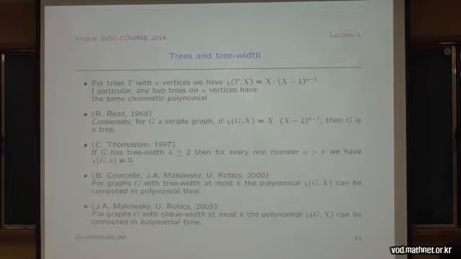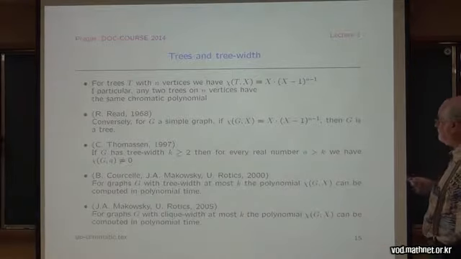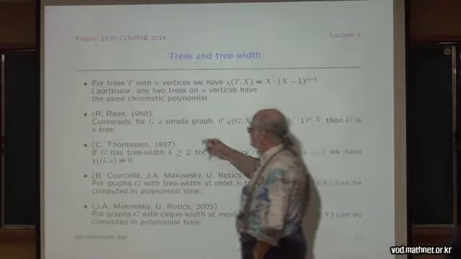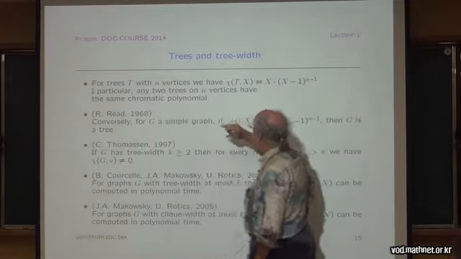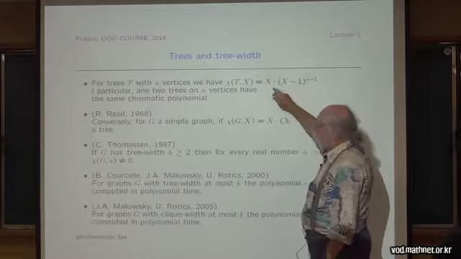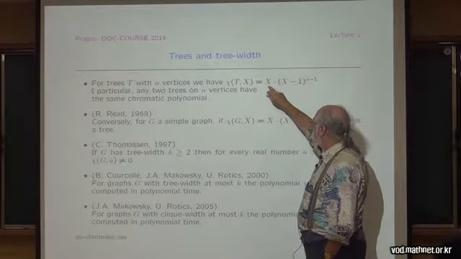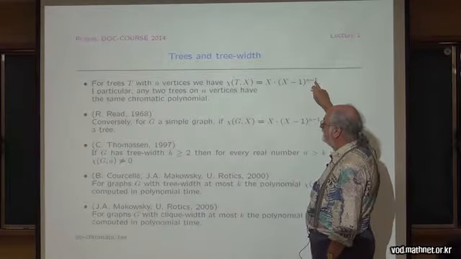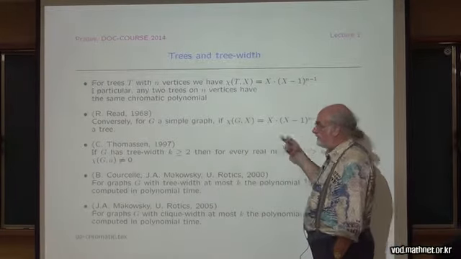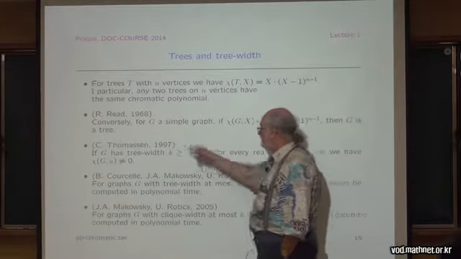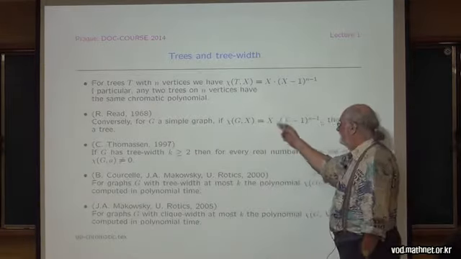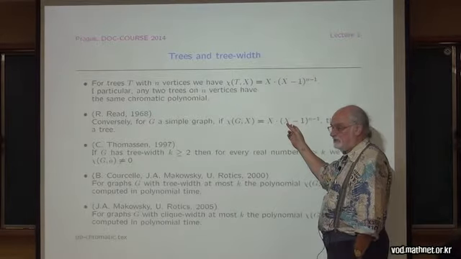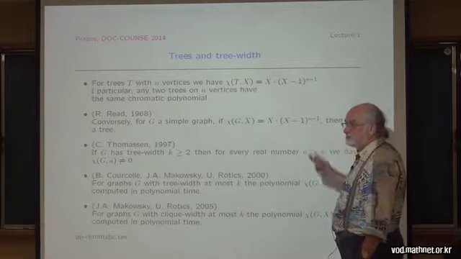Now we have some nice observations. One of them is, if we have a tree with n vertices, then the chromatic polynomial will always be x times (x minus 1) to the power n minus 1. And the amazing thing is the converse. If you have a simple graph, and the polynomial of this graph happens to be this particular polynomial, then G happens to be a tree.